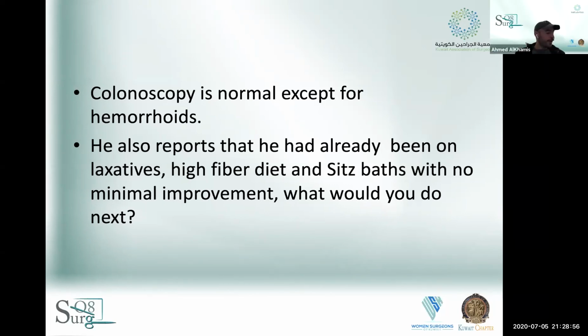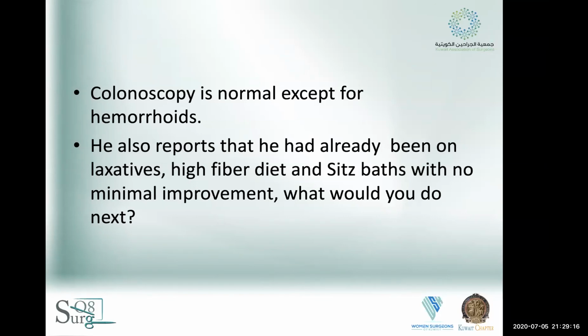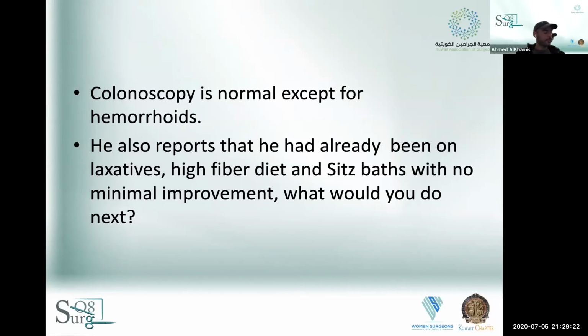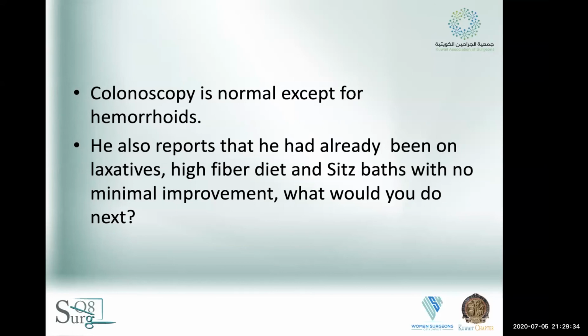So you do banding, you put the band, and then suddenly he has severe pain. What would you do? So if the patient has severe pain, immediately, I would try to remove the band, if possible, in the clinic. But how do you remove it?